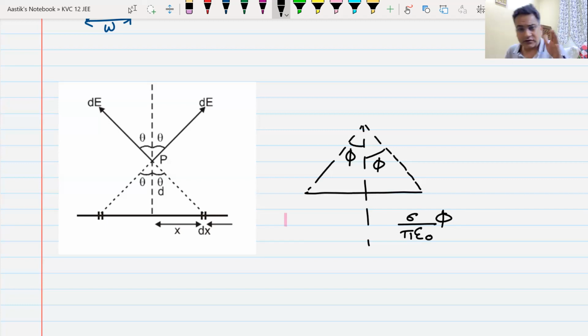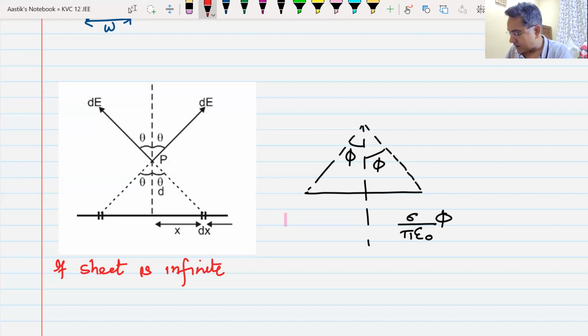When I was talking about the infinite sheet, I told you that I will give you a general formula for it. This is the formula that I was talking about. If the sheet is not infinite in this dimension, this is the formula. Now you can check if the sheet is infinite in both dimensions. If the sheet is infinite in both dimensions, this value of phi becomes pi by 2, because then this angle will become more and more and more. Do we understand what I'm drawing here?